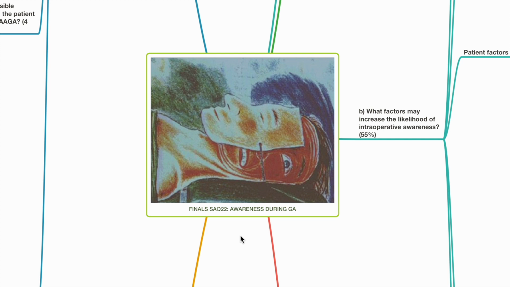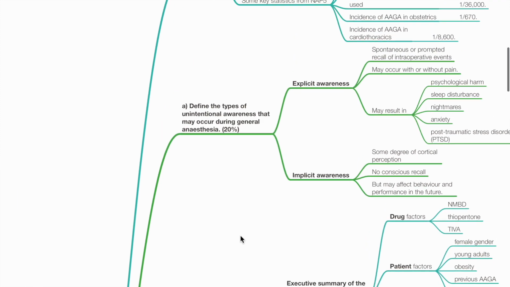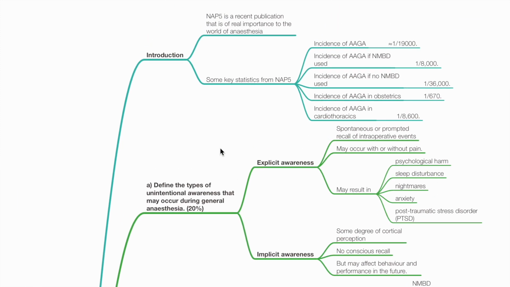Finals SAQ22 Awareness During General Anesthesia. Introduction. NAP5 is a recent publication that is of real-world importance.